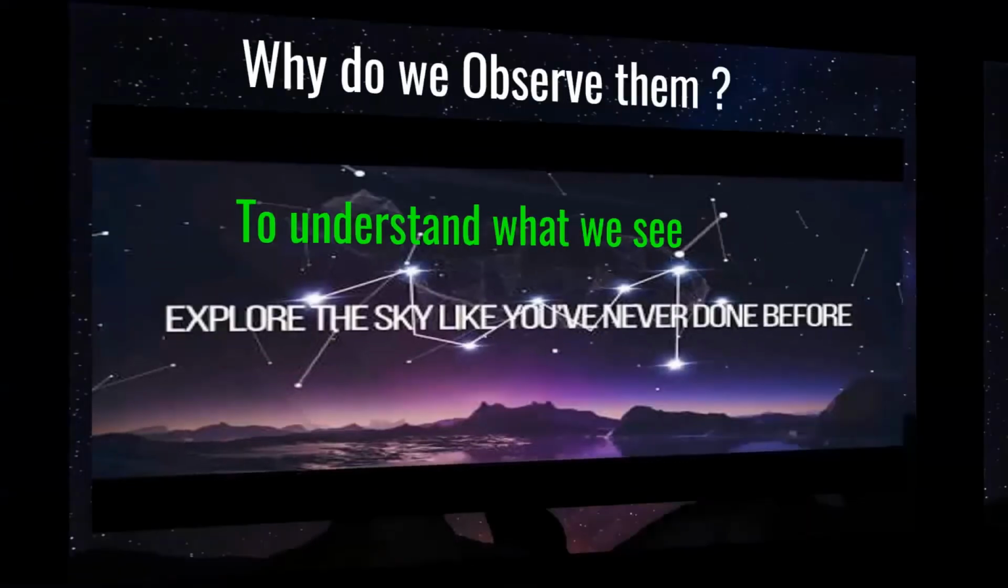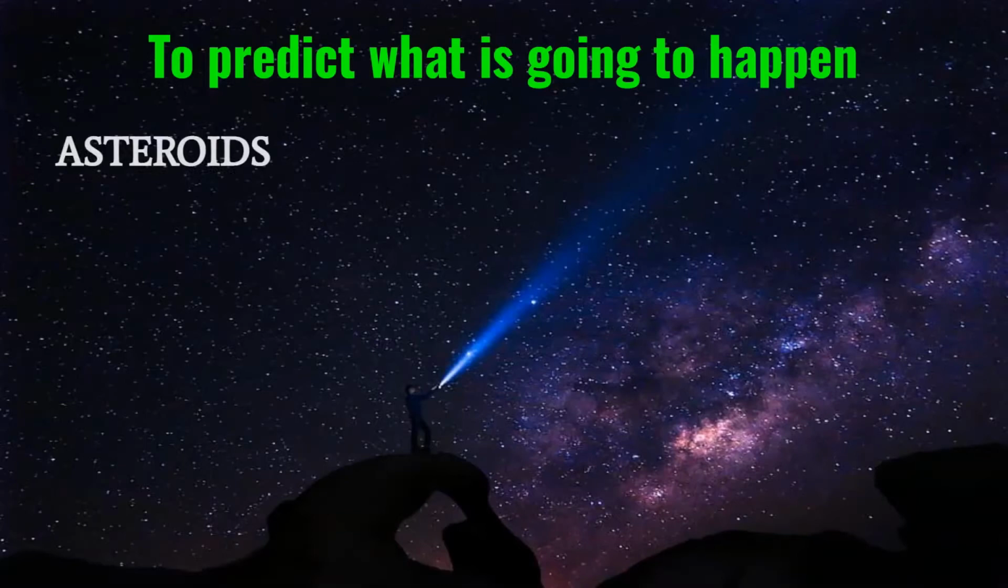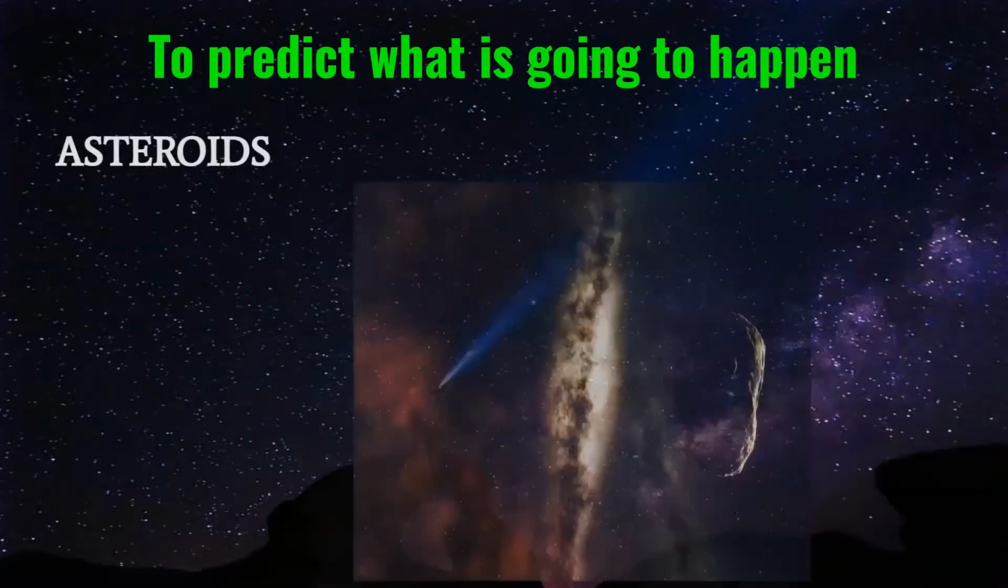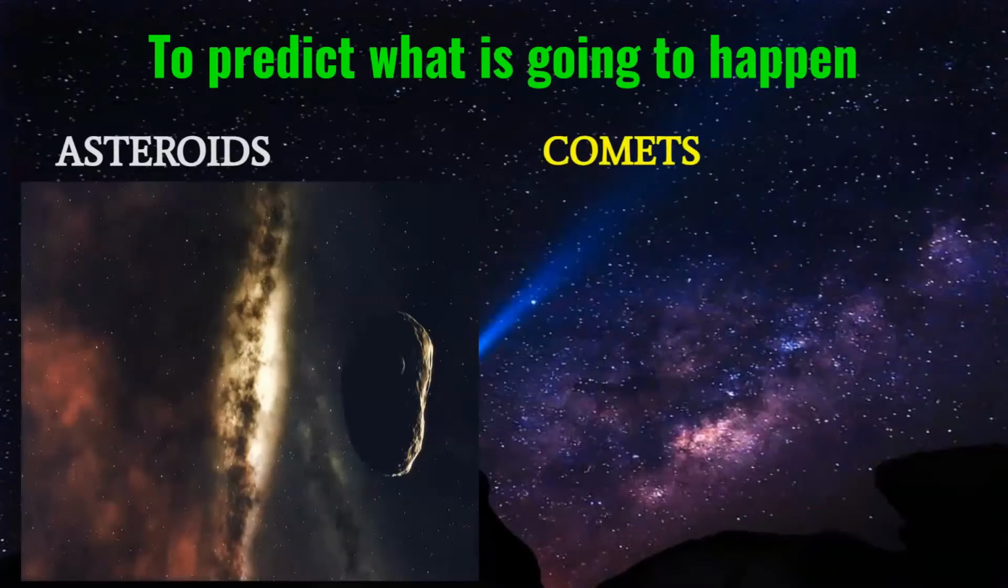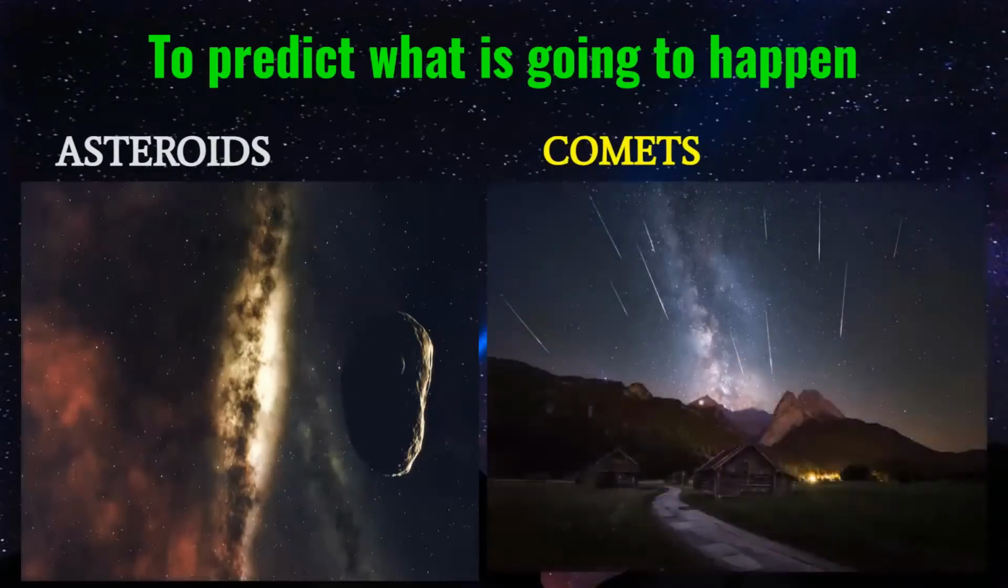And another reason why we need them or we observe them is also to predict what is going to happen in the form of asteroids and also in the form of comets. So observing them will give us an understanding of what is going to happen ahead, and if there is anything we need to do or prepare, we must do.